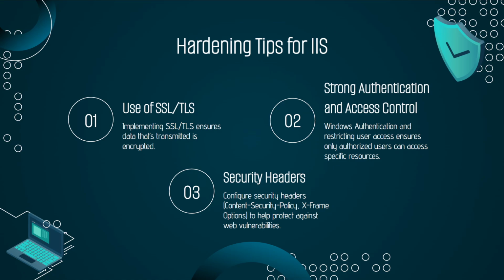Now, discussing how to harden IIS, which is Microsoft's web server software. First, implement SSL/TLS to encrypt data in transmission, and this ensures that any data exchange between the server and client is protected from eavesdropping or tampering, just like the last slide. You can configure this in the IIS Manager by obtaining a certificate from a trusted CA and binding it to your site.